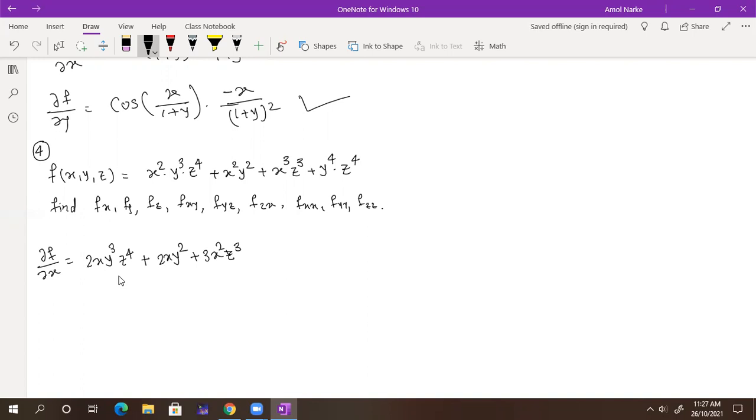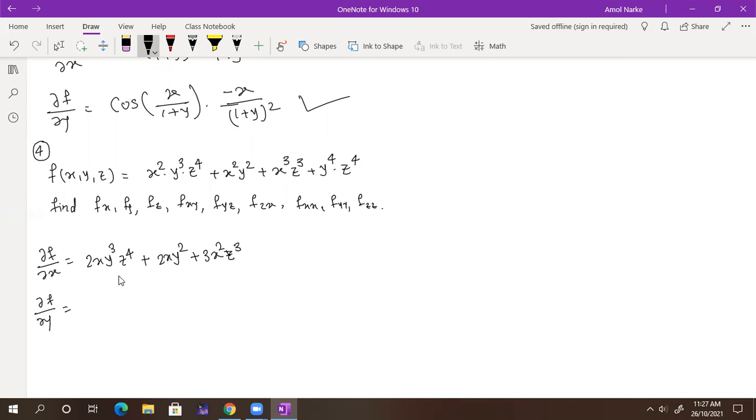Simple one. The logic is the same: differentiating with respect to one variable, keep whatever the other variables we have as constants. That is the logic only. And in the same way, you can now calculate ∂f/∂y.